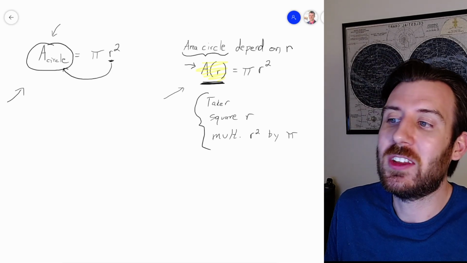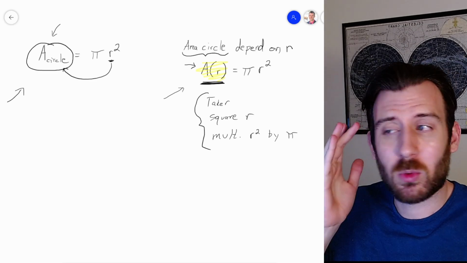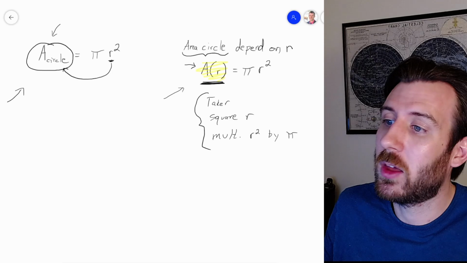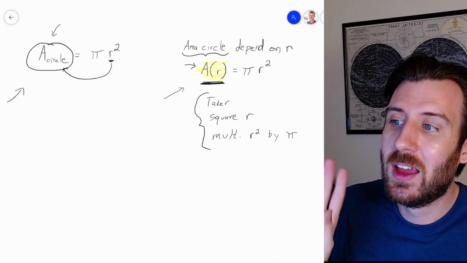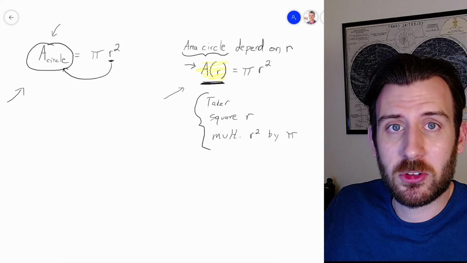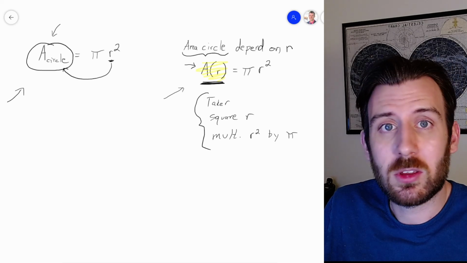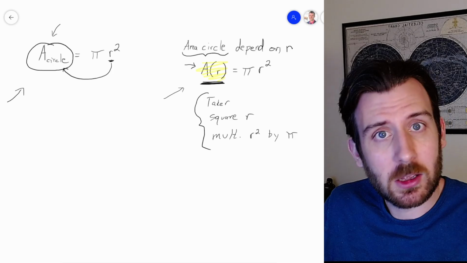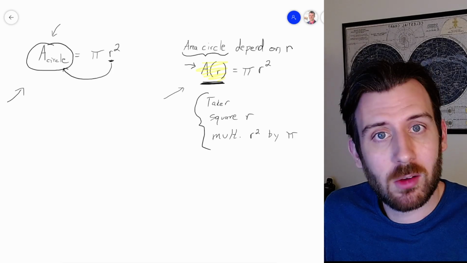So whenever you see something, it's important that we keep in mind that we're talking about a meaning, a model, a logic behind this model. And when we're talking about functions specifically, this notation means start with r, perform the steps titled A, and you will get the program, the function A, depending on r, or a function A of r.